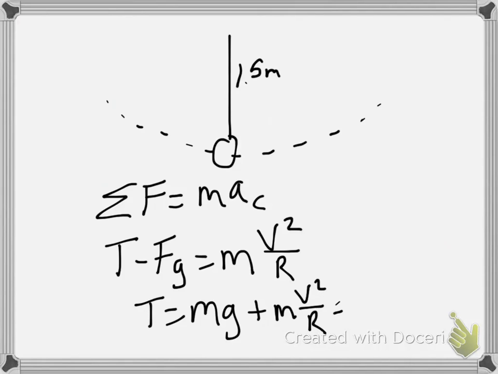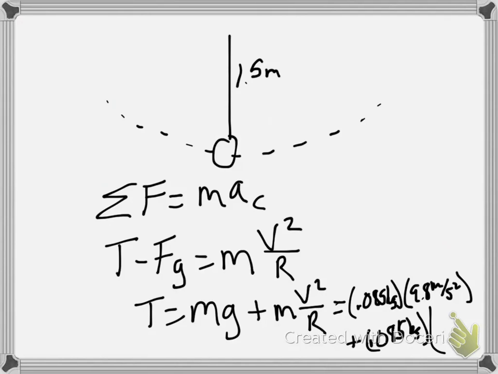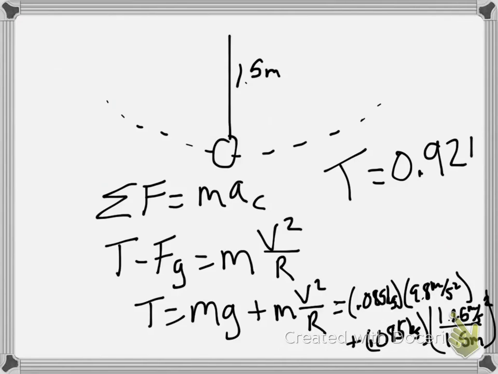Okay, putting that into some numbers, the mass of it is 0.085 kilograms. Gravity is 9.8 meters per second squared. We're going to add 0.085 kilograms again times v squared over r. Well, we just calculated what the v is, and the velocity is 1.25 meters per second over r, and that's 1.5 meters. So we got to do all of that in the calculator, and we end up getting a tension of 0.92 newtons.